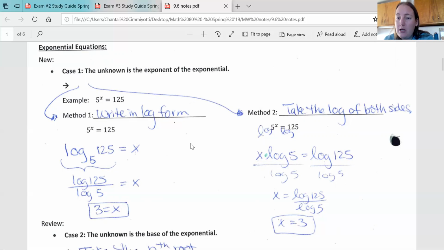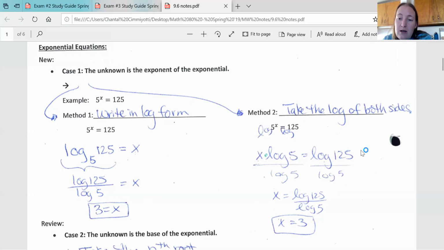The other option is, instead of writing it in log form, to take the log of both sides. And so you'll end up with log 5 to the x, and the x can come down in front. So x log 5 equals log 125. This your calculator can handle because it's base 10. You don't even need to worry about change of base there. And then to get x by itself, you divide by log 5.